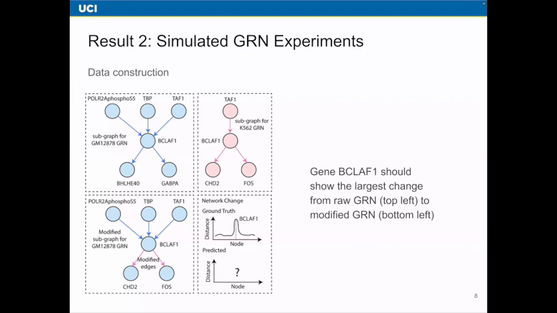The key here is the gene BCIVF1. It should show the biggest difference between the real one and the simulated one. And we can use the recall rate to measure the performance of different methods.